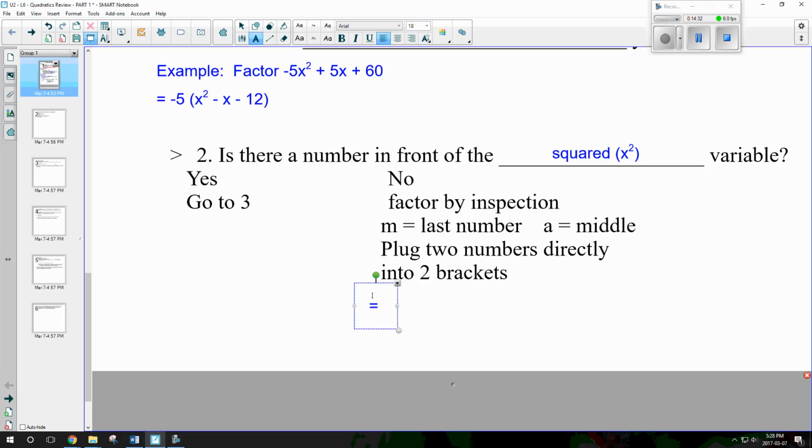So let's continue on with the previous example. There is no number in front of that x squared anymore since we factored it out. So let's pull out our m and our a. Remember, m is the first number multiplied by the last number. But in this case, because the first number, there's nothing there, it's technically a 1. It's 1 times negative 12. So our m value is just negative 12.